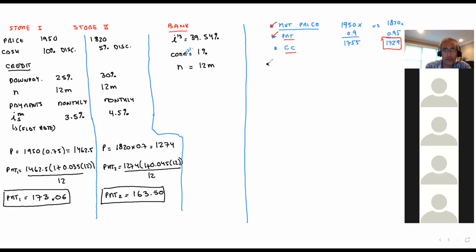For store one, remember, here is where the market price comes in. So the cash cost is going to be 1729, right? And then I have a cash flow that is going to be, in this case, 173.06, 12 times.